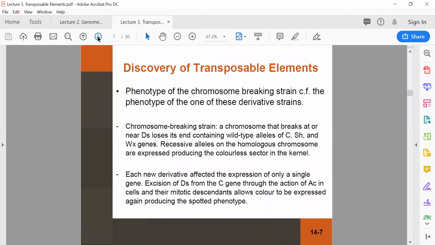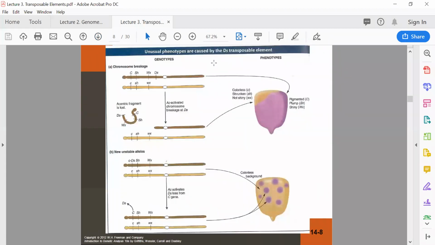All right, so here we have a description of the phenotypes of the chromosome breaking strain of corn compared to the phenotype of one of the derivative strains from that chromosome breaking strain. But rather than just reading through this, let's actually look at it right here. And just note that this is a really important slide, and of course, the slide before and after, which describes what's going on. This is really important for your final exam. So take note of that.